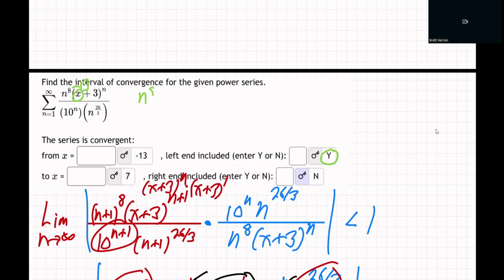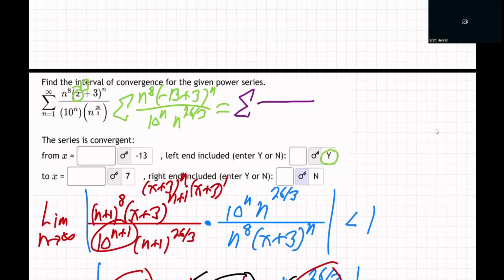Correct. What do we get? n to the 8th, minus 13 plus 3 to the n over 10 to the n, n to the 26 thirds, the sum of that. So what does that equal? Well, let's help out with 26 thirds. If you divide that on your calculator, it's going to be 8 and 2/3. You can just divide it on Desmos.